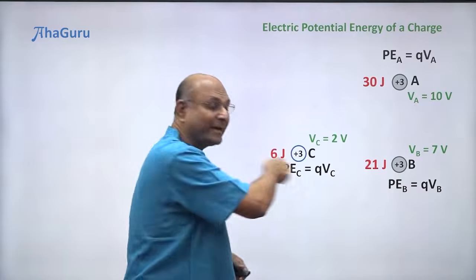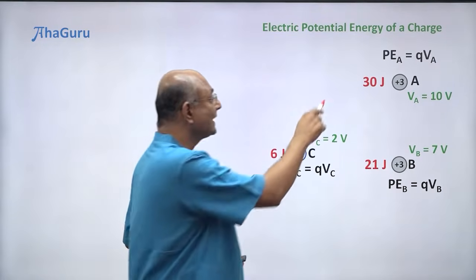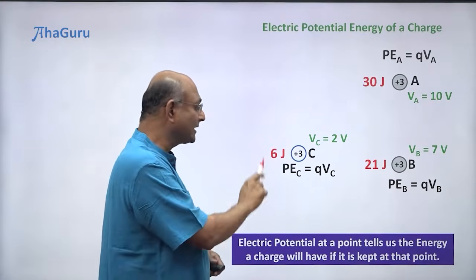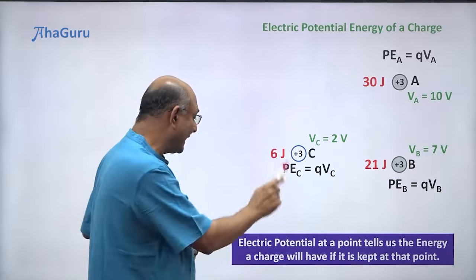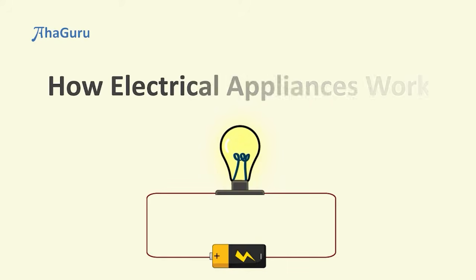So at different locations, the charge has different amount of energy. How much energy? That is decided by the potential at that location. So electric potential at a point tells us the energy a charge will have if it is kept at that point.